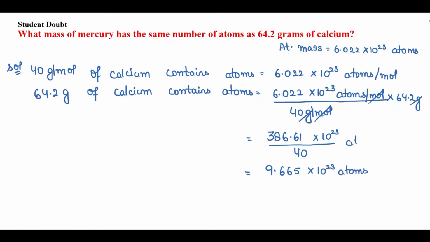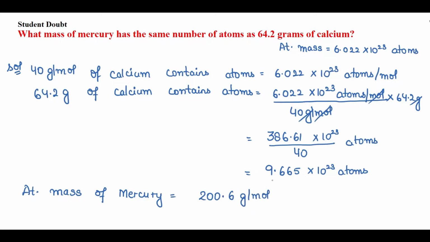That means in 64.2 grams of calcium, we are having 9.665 into 10 raised to power 23 atoms, right? We have to find the mass of mercury that will carry 9.665 into 10 raised to power 23 atoms. Again, we will use the relation between atomic mass and Avogadro number of atoms. So the atomic mass of mercury is 200.6 gram per mole.